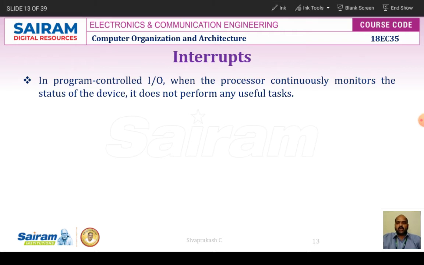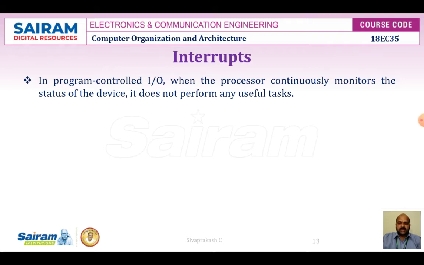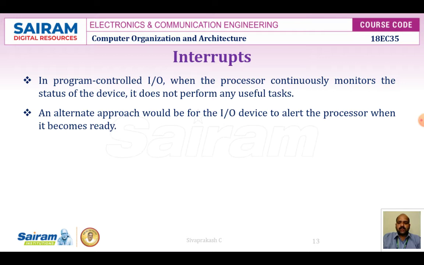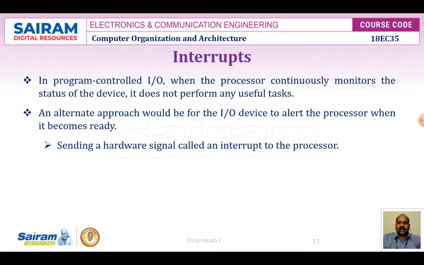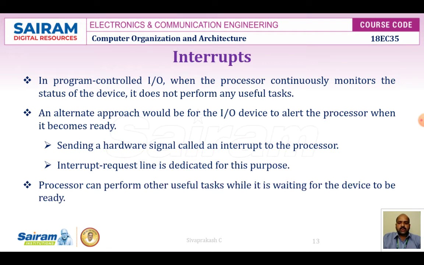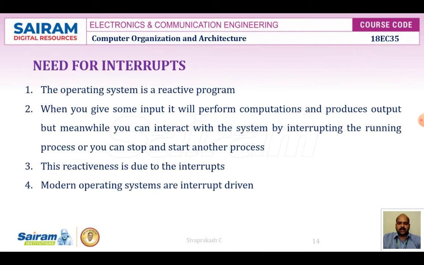In program controlled I/O, when the processor continuously monitors the status of the device, it does not perform any useful task. An alternate approach is for the I/O device to alert the processor when it becomes ready, by sending a hardware signal called an interrupt to the processor. The interrupt request line is dedicated for this purpose, so the processor can perform some other useful task while it is waiting for the device to get ready. So what is the need for interrupt?